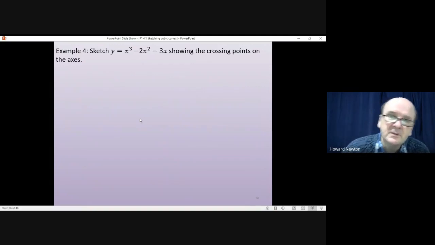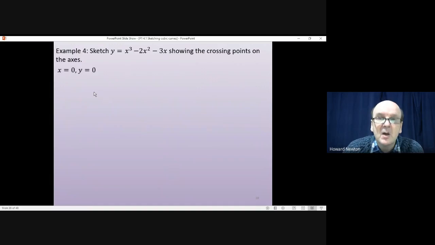Okay, let's have a look. So we said you're going to have to factorize this. All 3 terms have x in. So before I factorize it, I'll start off in the same way as before. Say what happens if x equals 0? Well, if x is 0, all these 3 terms are 0, so y is equal to 0.